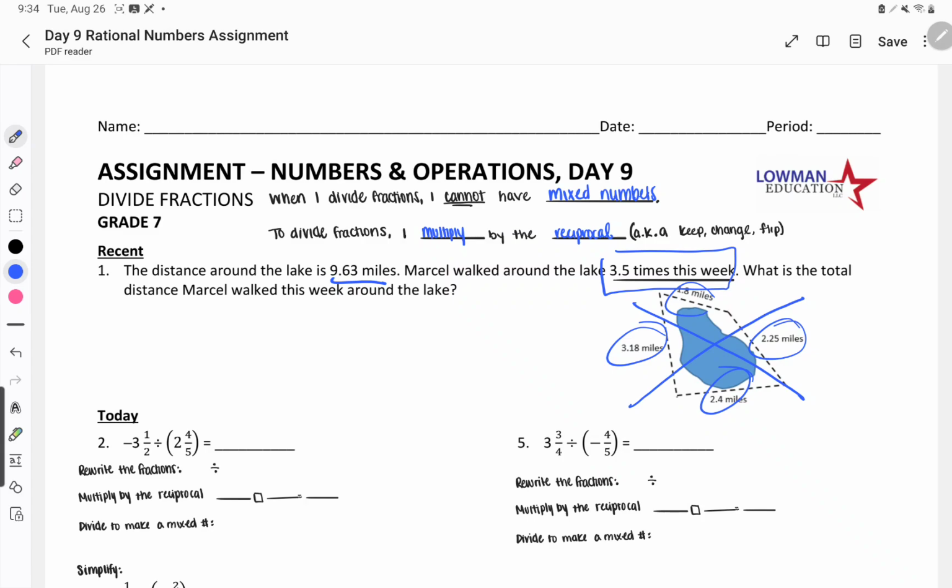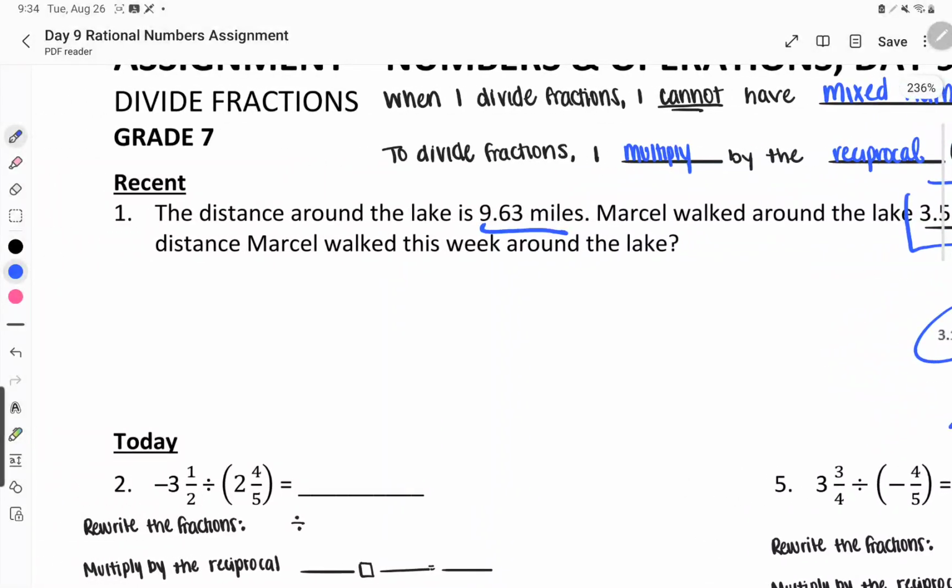So what operation are we going to do? We know that the distance around the lake is 9.63 miles. We know that we've walked it 3.5 times this week. What are we going to do to figure out the total mileage? The answer to that would be multiply, and let me show you why. I'm going to do this in red because you don't need to write it down.